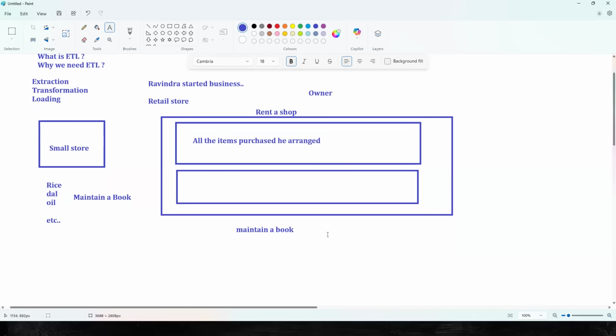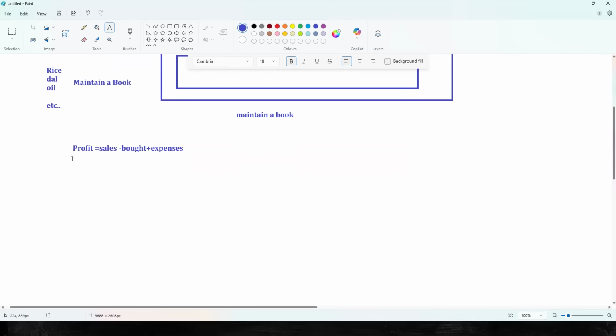Now, every day, how can we calculate the profit? It's whatever you bought, plus expenses, including shop rent, even labor, everything. Then profit is nothing but sales minus bought plus expenses. This is the simplest formula to tell whether it is a profit or loss. You may not get a profit every time; you may even get losses in business.